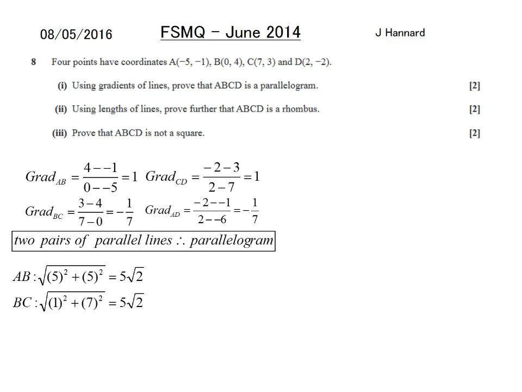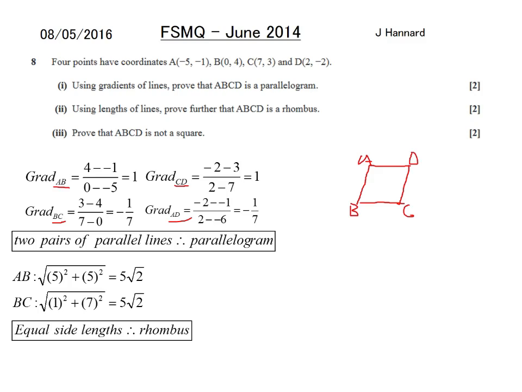And because these lines are parallel, and these lines are parallel, and if you picture this, so we've got that, so that is A, B, and we'll call that BC. So if them two are parallel and equal in length, that means these two must be parallel and equal in length, therefore it is a rhombus. Equal side lengths, therefore a rhombus.